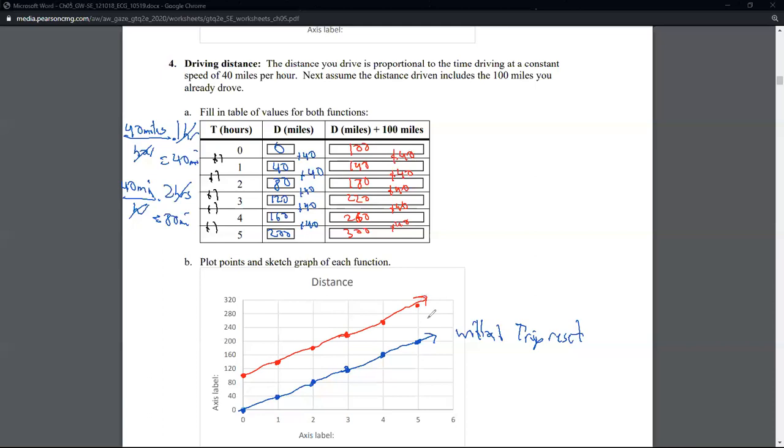So that was the actual trip mileage. How far we've actually gone. Even though our tripometer says after 5 hours we've gone 200 miles, we know we went that other 100 miles because we hit the reset button. So you have to pay attention to that.